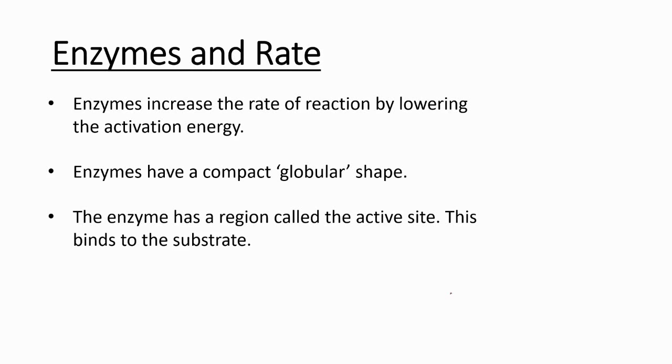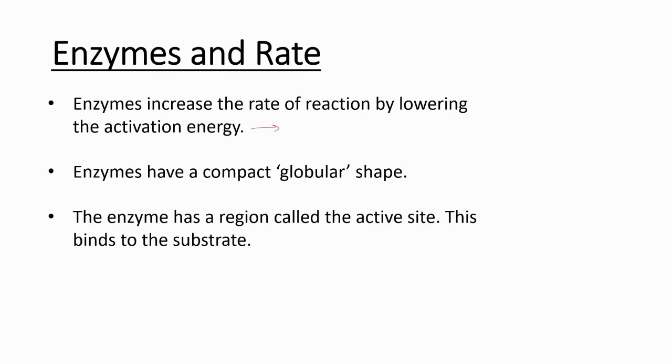Well, enzymes can increase the rate of reaction by lowering the activation energy, and this is the minimum energy required to break bonds in the reactants in order to initiate the reaction. Enzymes are said to have a compact globular shape. Each enzyme has a region called the active site, and this is where the substrate binds.